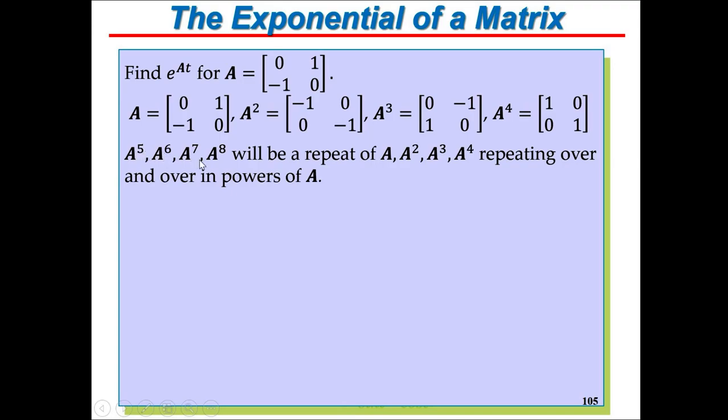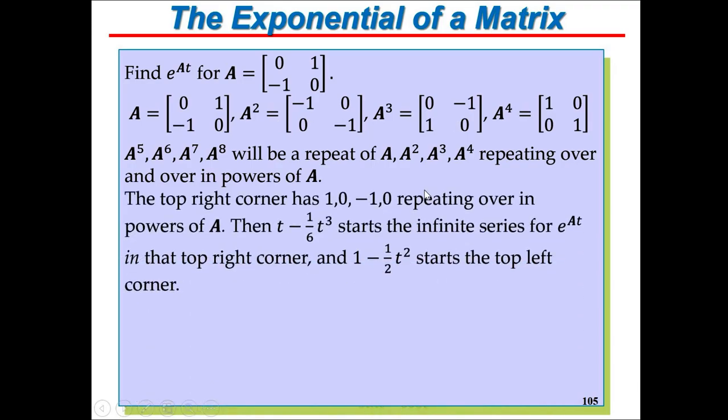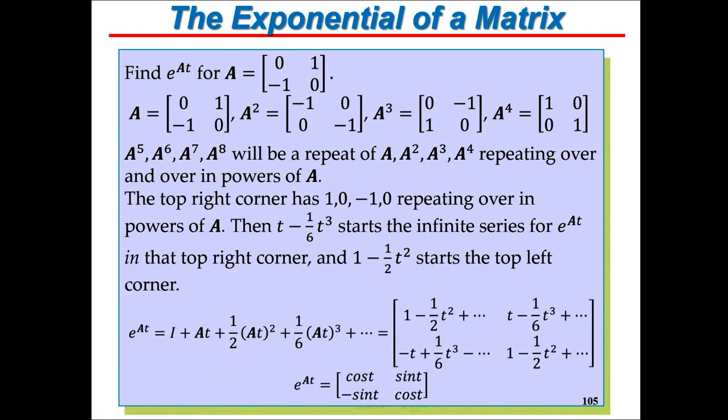So A to the 5th, A to the 6th, A to the 7th, A to the 8th will be a repeat of A squared, A cubed, A to the 4th. And that can be used in a very nice trick to approximate the exponential e to the At through a Taylor series expansion by computing the appropriate terms. All of these matrices are 2 by 2, right? So you can use the appropriate components of these different matrices, A squared, A cubed, given by the expressions that you see here, to compute all of the contributions from the Taylor series expansion.